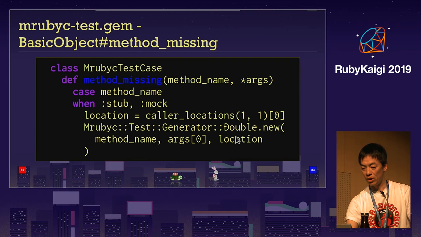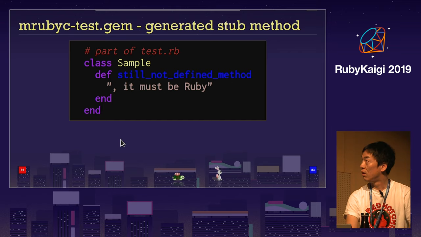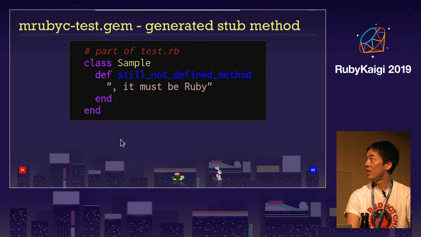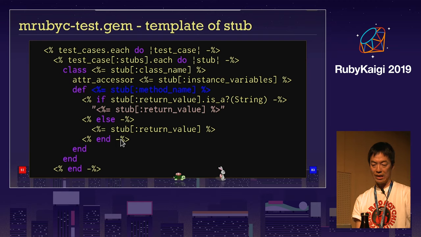And create double object. I won't dig into this though. And this is the generated stub. It is very normal, right? It just returns, it must be Ruby. And this is a template of stub, the material somewhat. It is an eRuby template.